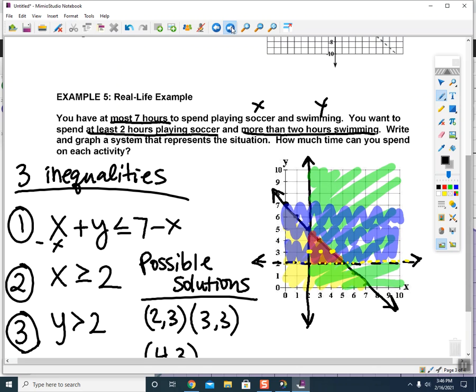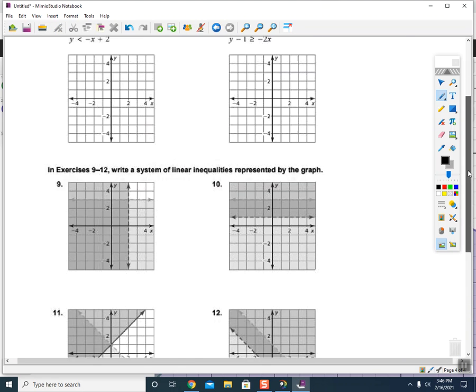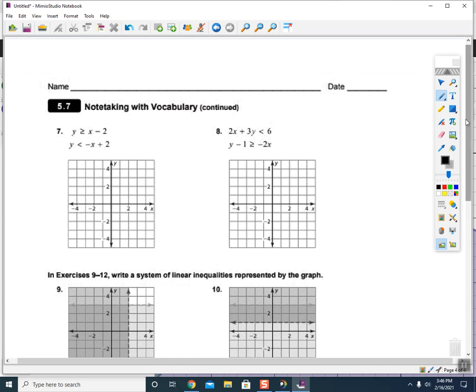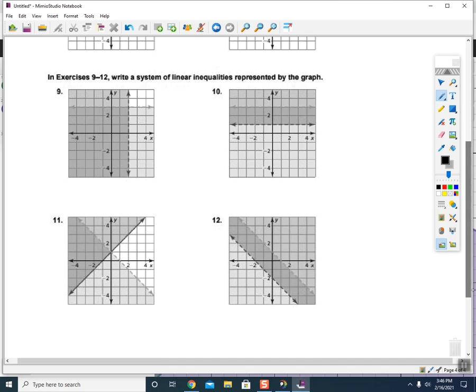Okay, this back page then I'm just going to have you do on your own. So this top part, you're going to graph these two inequalities and shade them the way that you need to shade them to find the solution. And then these bottom 4 have you figure out what the system of inequalities is in each of the graphs. So go ahead and wrap these up on your own, and that is all for section 5.7.